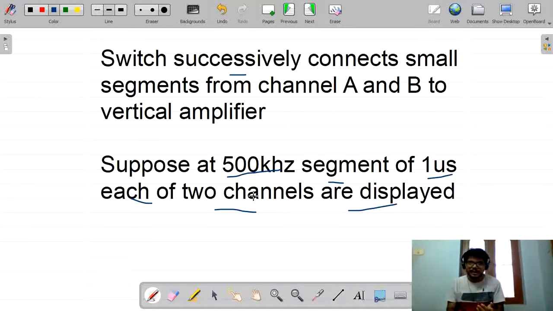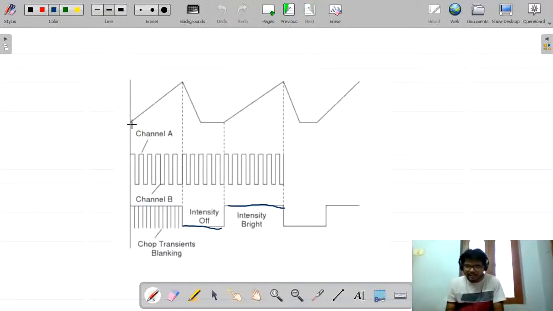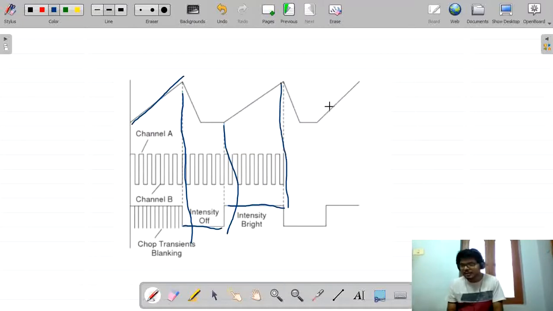In the alternate mode, there is an alternative passage of signal A and signal B. But in the chop mode, two signals are chopped at a time. It means a certain segment of two signals is taken at a time. By this very high speed of chopping, we take two signals at a time. For the first sweep, we take two signals at a time. For the second sweep, again two signals at a time. For the third sweep, again two signals at a time.